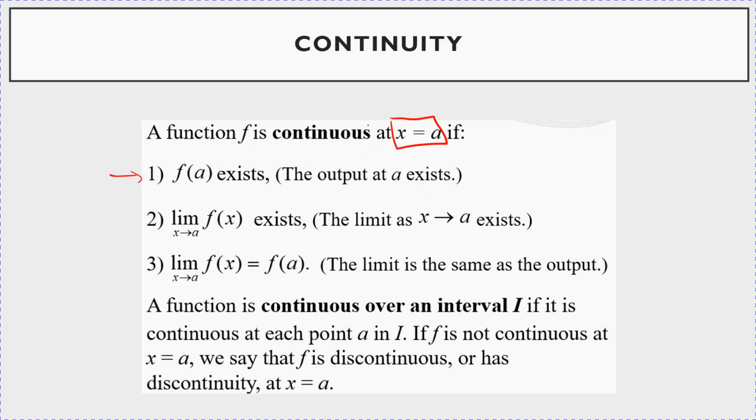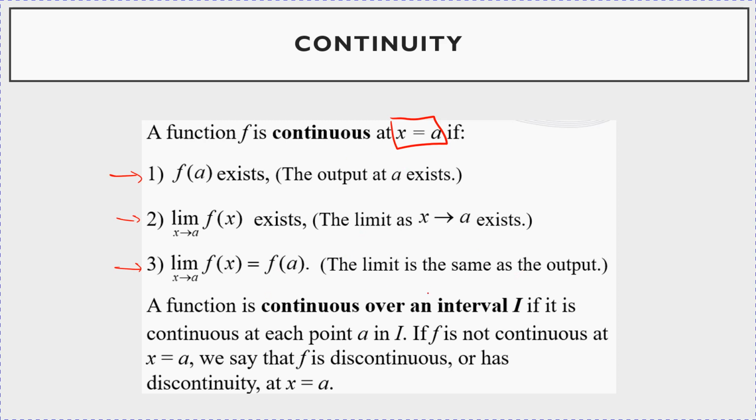One, when you plug a into the function, it exists. Okay, so there's an output at a. Two, the limit as x goes to a of the function exists. Okay, so the limit's not undefined. And three, the limit as x goes to a of f of x is actually just equal to f of a. Okay, so the limit is the same as the output. That's what it means to be continuous at a point.